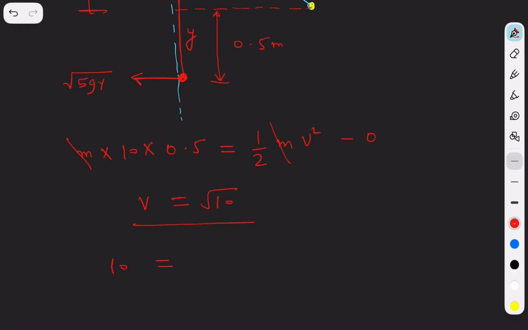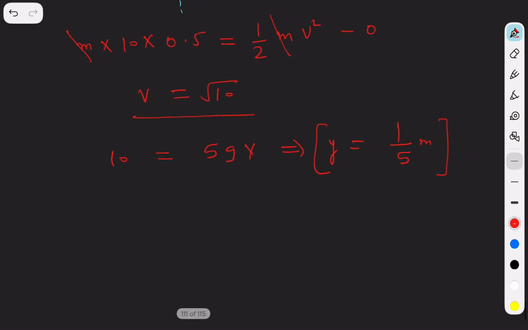So from here we can get y is equal to 1 by 5 meter. I hope this is settled guys. We are taking g as 10 only. So now y will be nothing but 1 minus x by 10, and that is equal to 1 by 5. So 1 minus 1 by 5 is equal to x by 10. So from here, this is 4 by 5 is equal to x by 10.